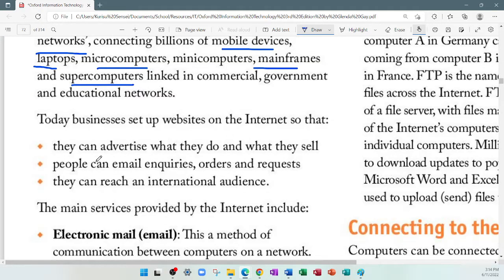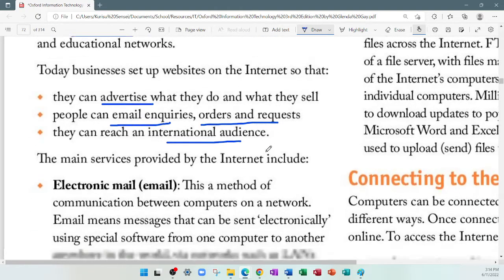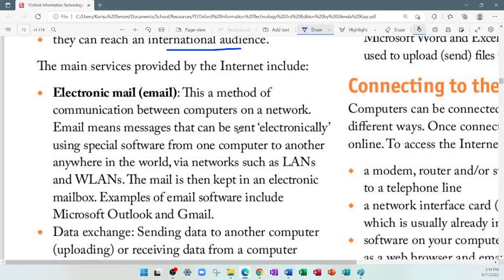Now, why do we use the internet? We use it for advertising, we use it for emails, making orders and requests, to reach an international audience. So we're no longer limited to persons we know in our country. We can now reach persons in other countries quickly and more effectively.